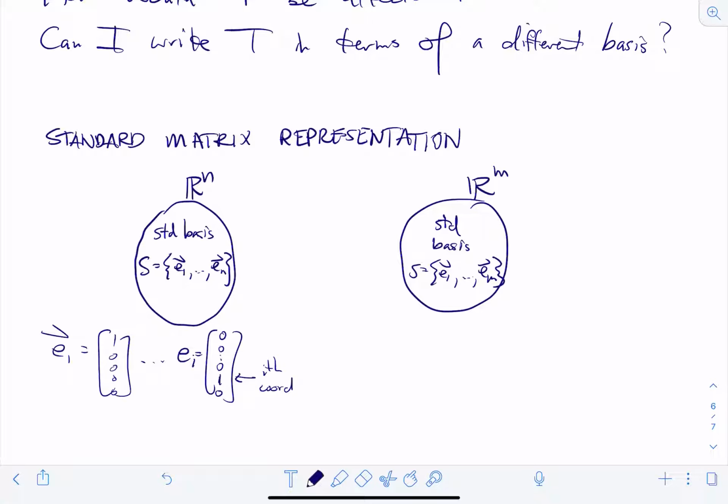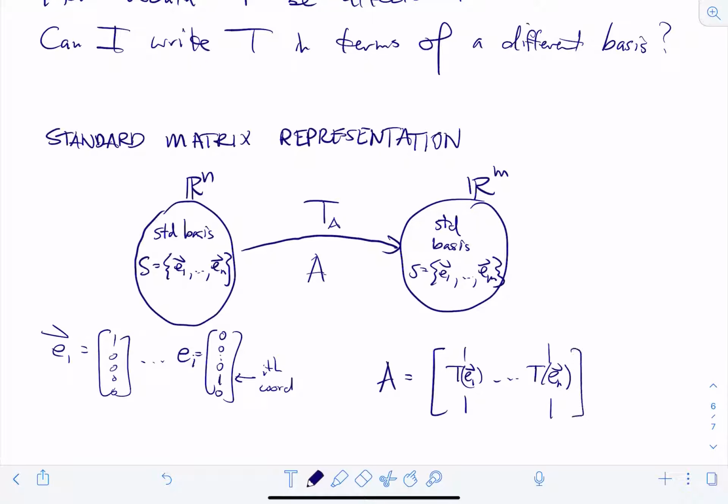Then when we take a look at this transformation, the standard matrix representation A, this A is nothing more than the images TE1 through TEn. And that's going from the standard basis to the standard basis. That's what we mean by the standard matrix representation.